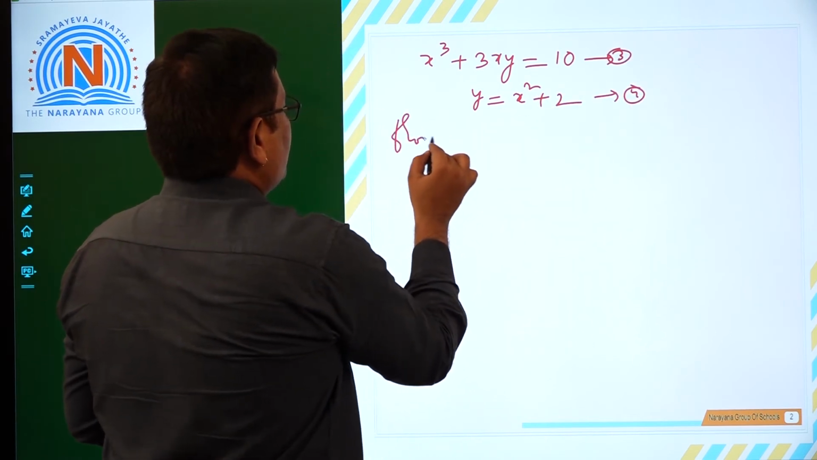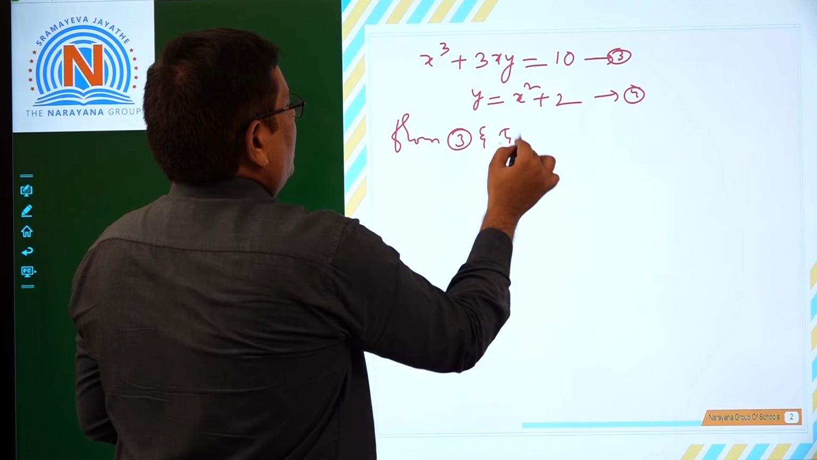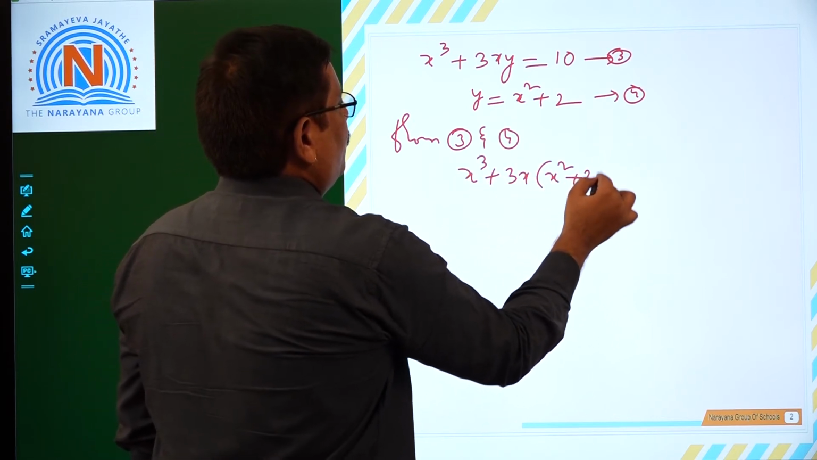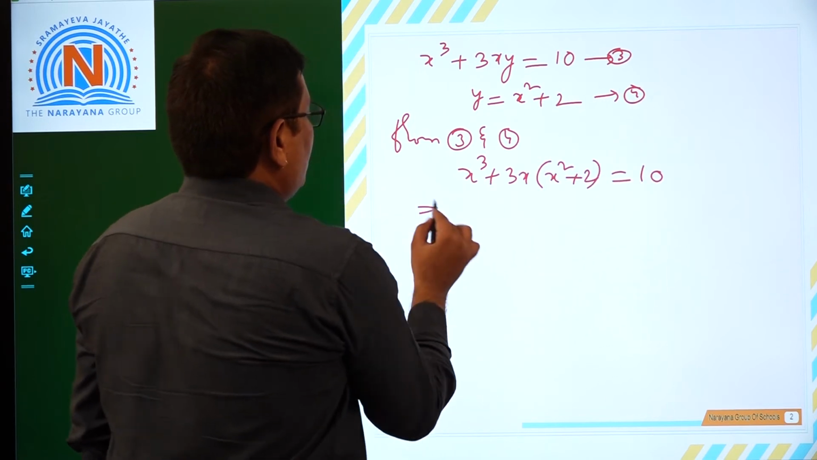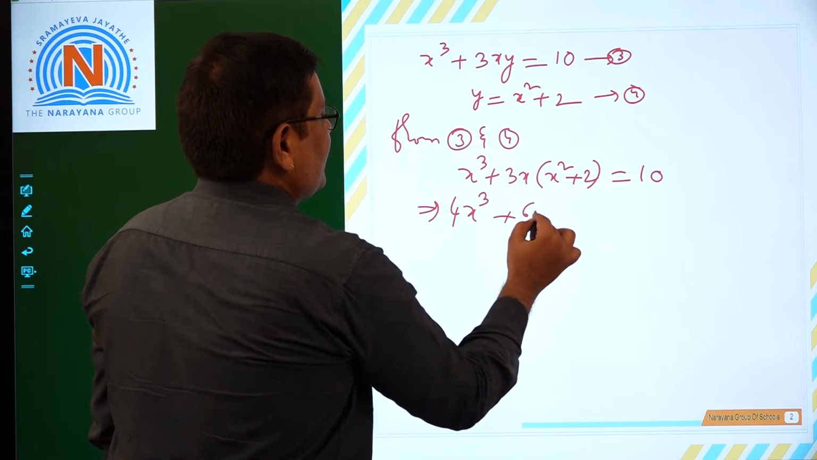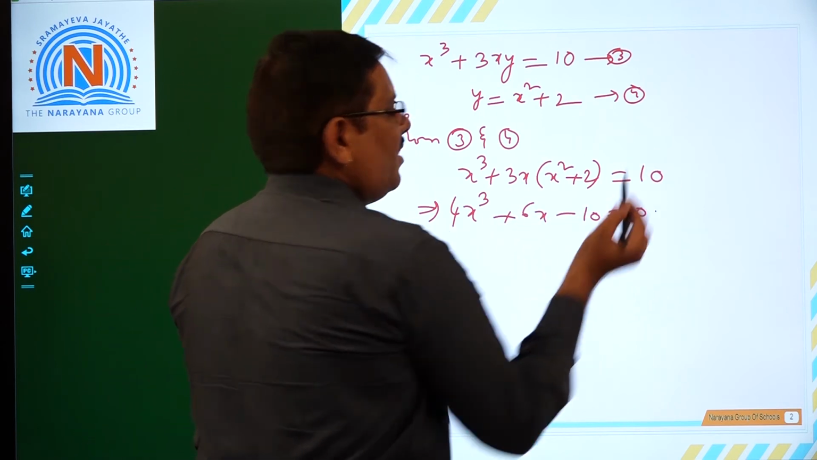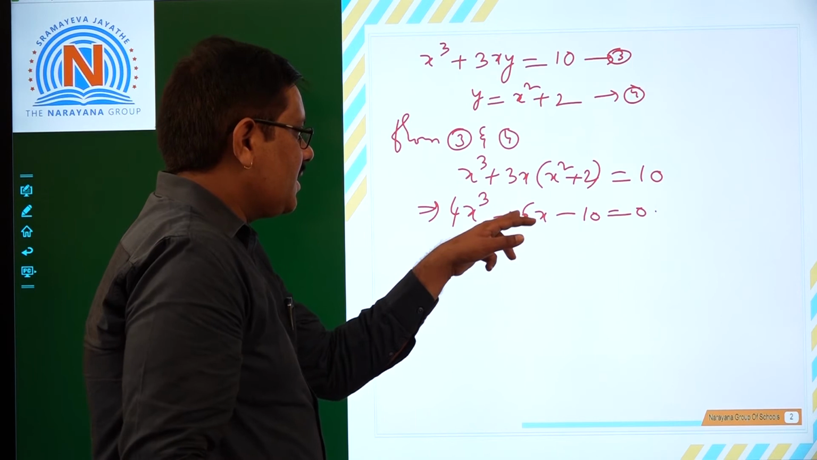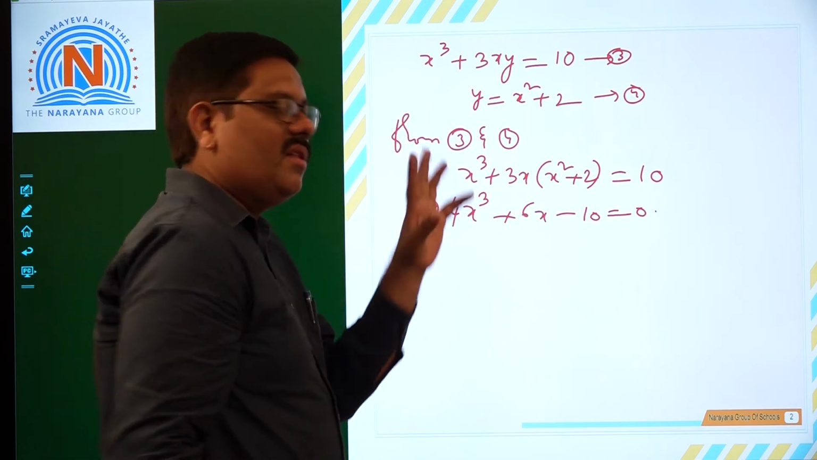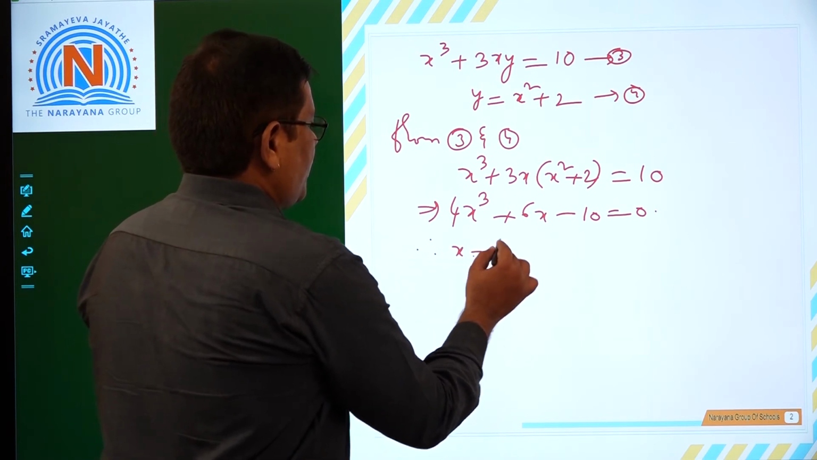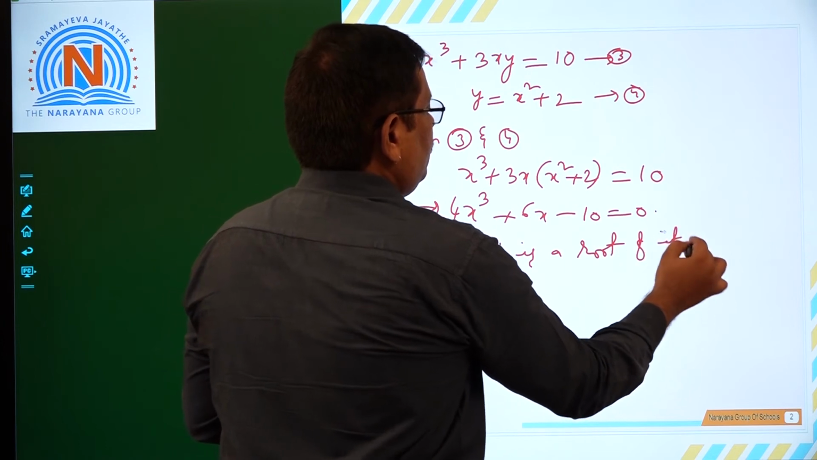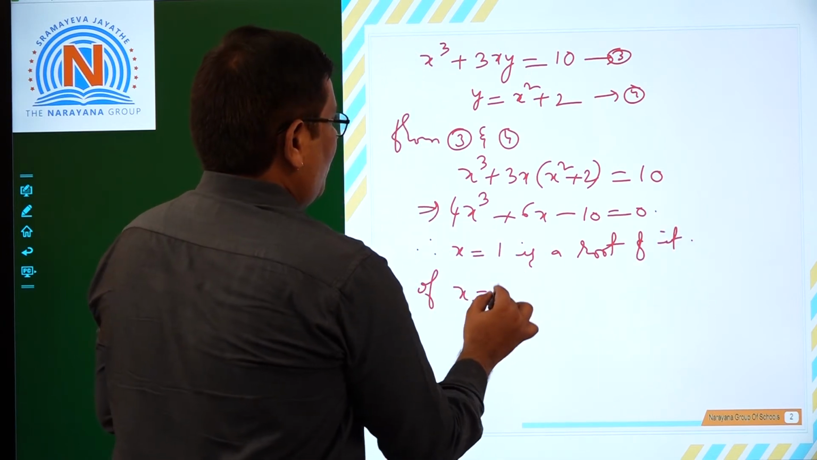From 3 and 4, what you can say? X cube plus 3x times of y, y is x square plus 2, is equal to 10. So that is x cube plus 3x cube, that is 4x cube plus 6x minus 10 is 0. If you observe here, 4 plus 6 is 10, 10 minus 10 is 0. So sum of the coefficients is becoming 0. Therefore, here also x is equal to 1 is a root of it.